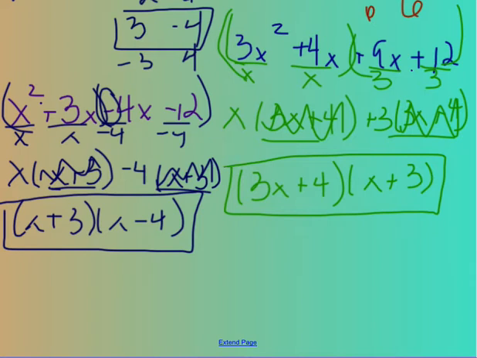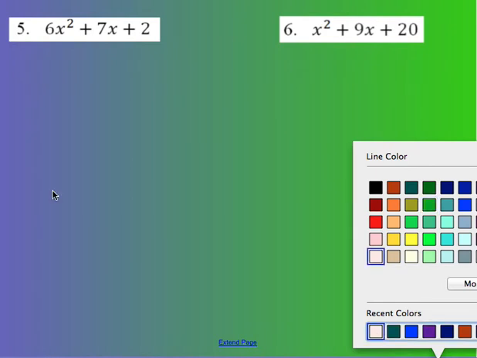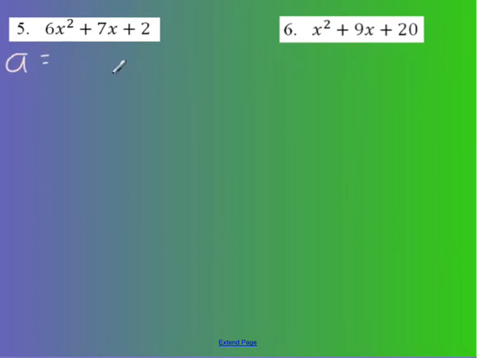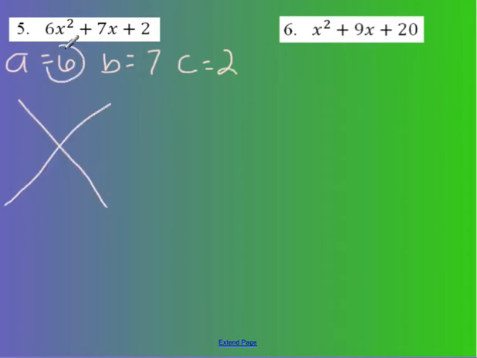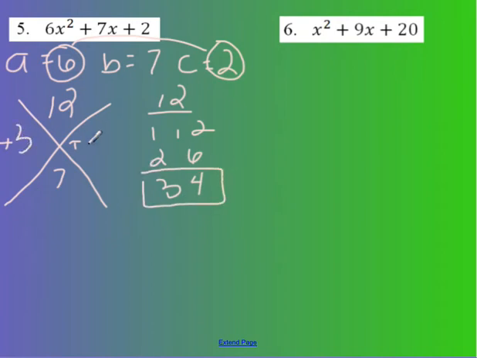Okay, moving forward, let's take a look at 5 and 6. So let's assign our A, our B, and our C values. A is equal to 6, B is equal to 7, and C is equal to 2. So when we go through to set up our x, we're going to multiply A times C. 6 times 2 is 12, so we're multiplying to 12 and adding to 7. Again, both of our factors are positive because our product is positive and so is our sum. So things that multiply to 12: 1 and 12, 2 and 6, 3 and 4. We want to figure out which of those add to 7, which is 3 and 4.